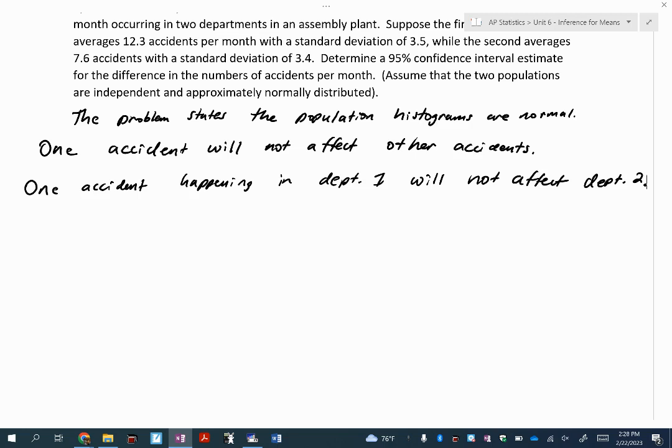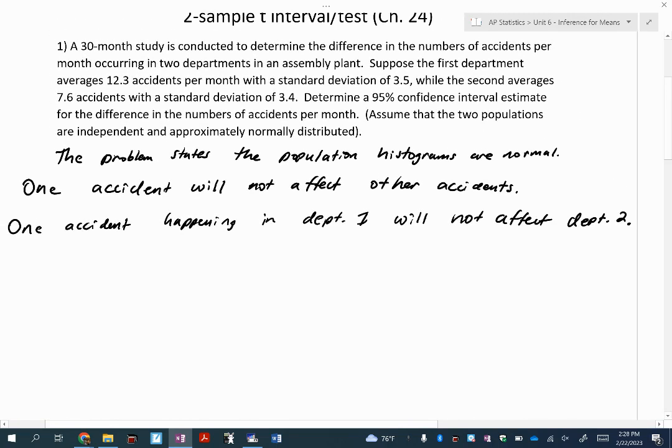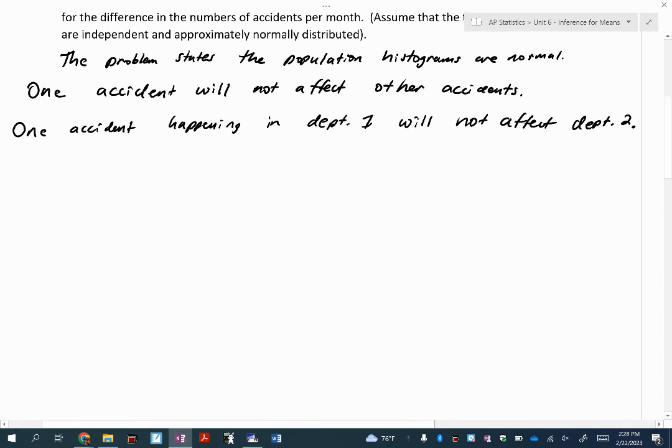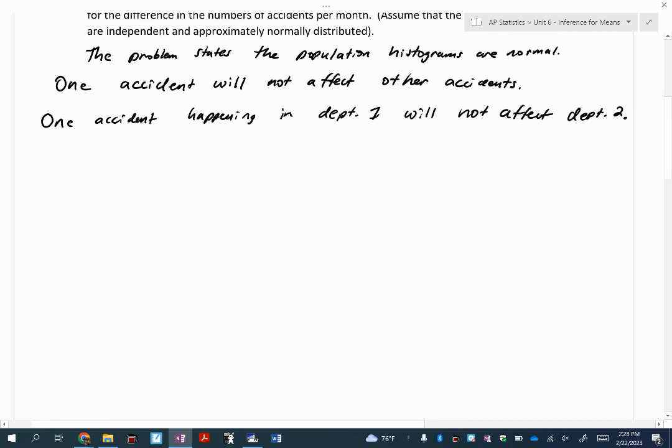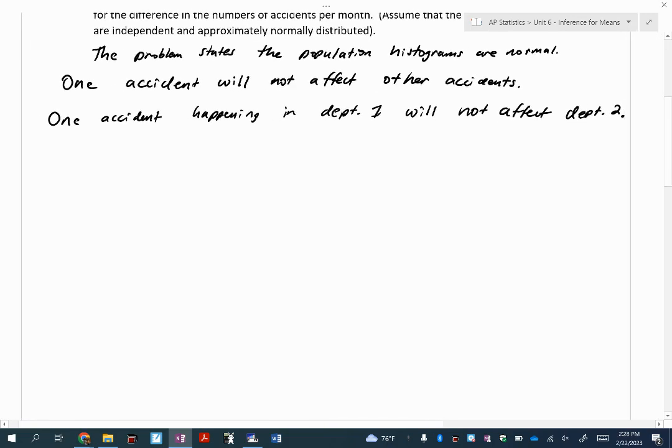Let's check for randomness. Did it say anything about random sample? No. It did not. So remember our favorite sentence? This sample is a good representation of the population. Very good. I'm going to write these 30 months are a good representation of all months.